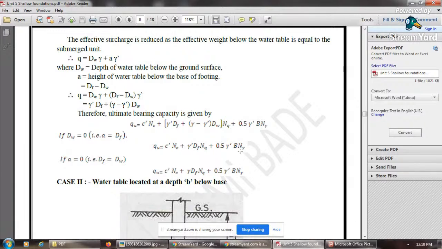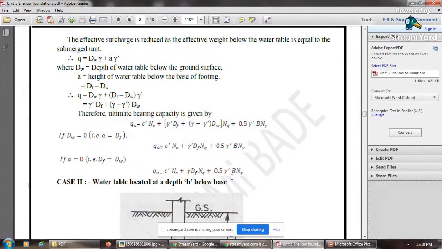So this will be the condition when Dw is 0. That means your water table is at ground level itself. Then if A equals 0, that is Df equals Dw, then qu equals c' Nc plus gamma Df Nq plus 0.5 gamma' B N gamma.